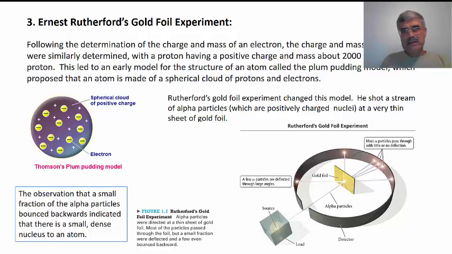Now, he thought that maybe all of these alpha particles would bounce straight back, but instead he found that the majority of the alpha particles shot straight through this gold film, and only occasionally would some bounce back at an acute angle.